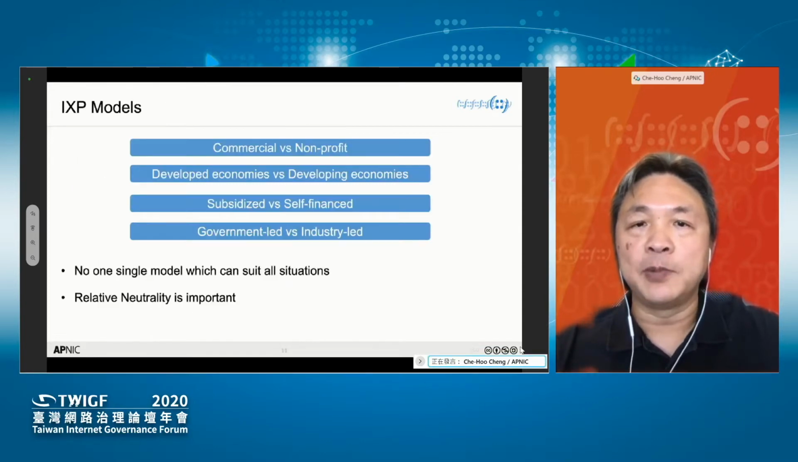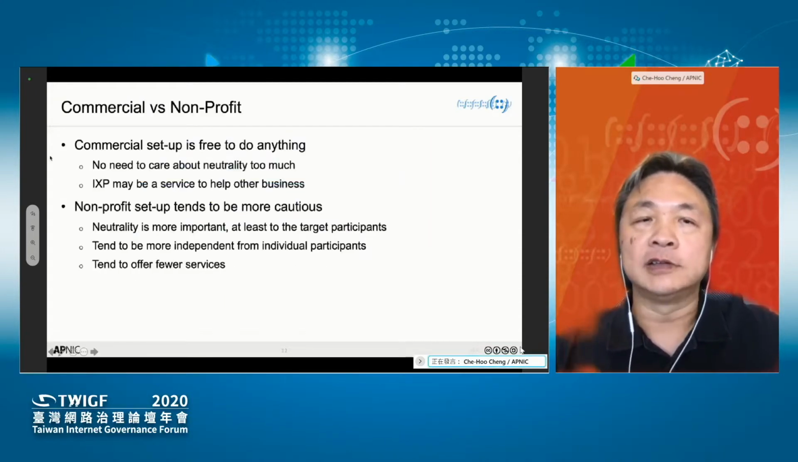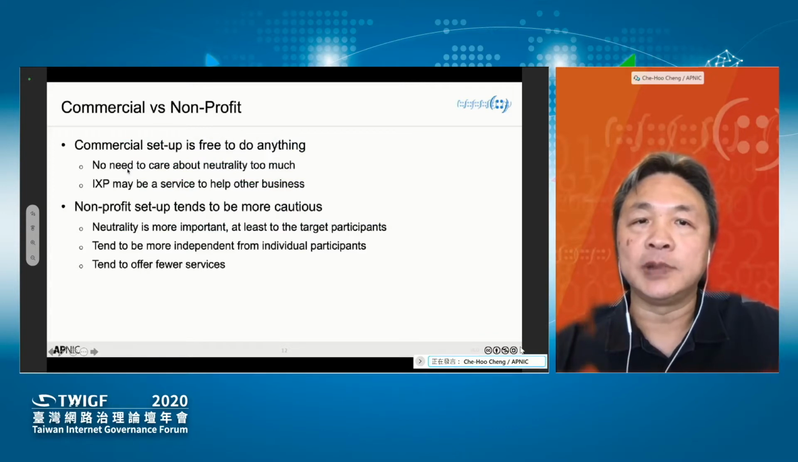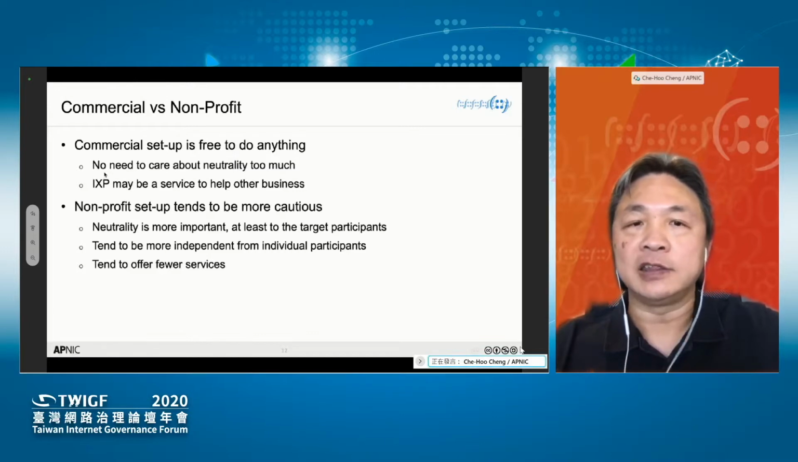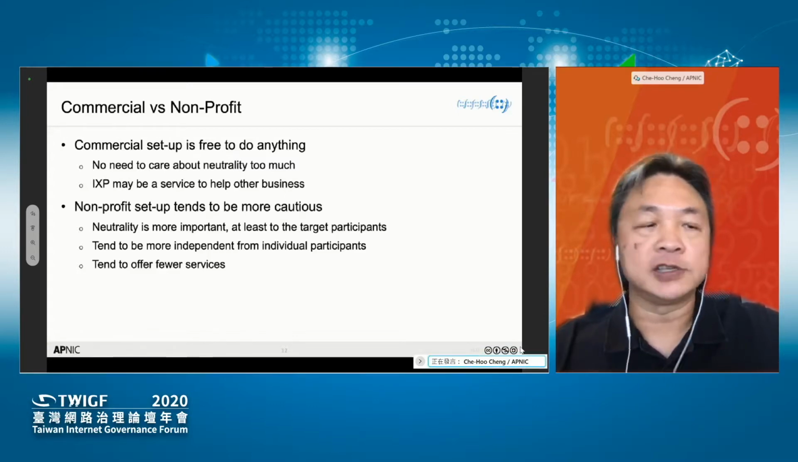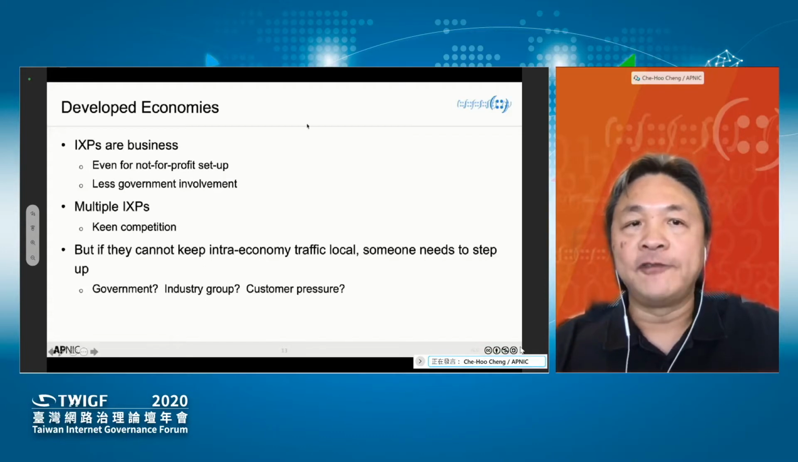There are a number of different possible models for running an IX. Of course, there can be commercial IXs and non-profit IXs. Commercial IXs are free to do anything because they may not need to care about neutrality that much. But non-profit setups tend to be more cautious, and neutrality is more important. In developed economies like Taiwan, IXPs are mostly businesses, even for not-for-profit setups. Usually there will be less government involvement, and usually there will be multiple IXs.